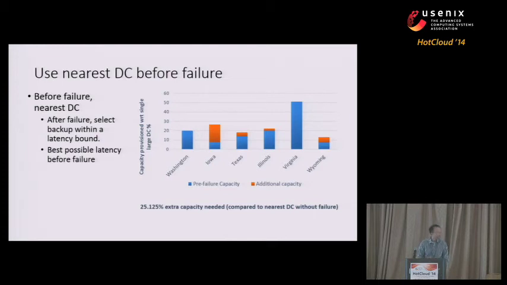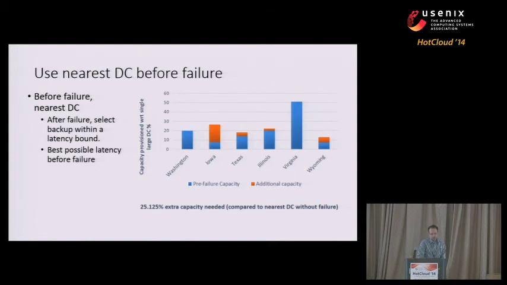This graph shows what happens. The blue parts of the bars are the capacities I provision just to serve demand before any failure. The orange parts are required to account for the failure. And remember, these orange bars are sufficient to account for any data center failing, not just one particular one.